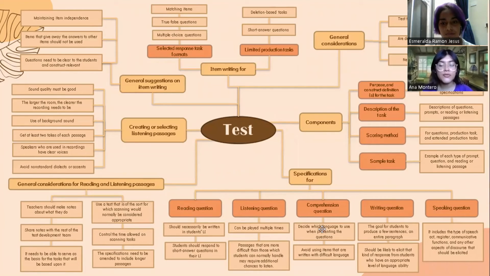Item writing 4, we have 2 types. The selected response task format, which are multiple choice questions, true false questions, and matching items. And the limited production task, there are 2 classifications, the short answer questions and the deletion based tasks. And that's all for us.